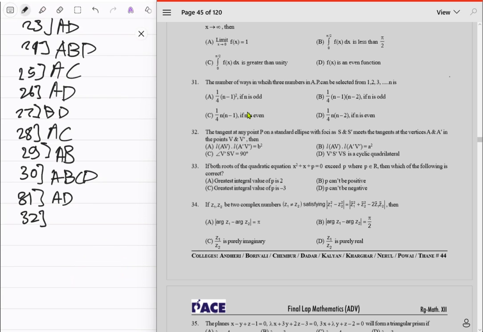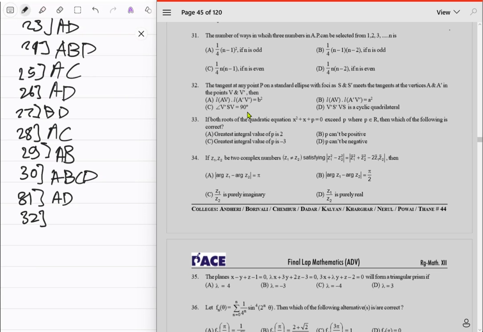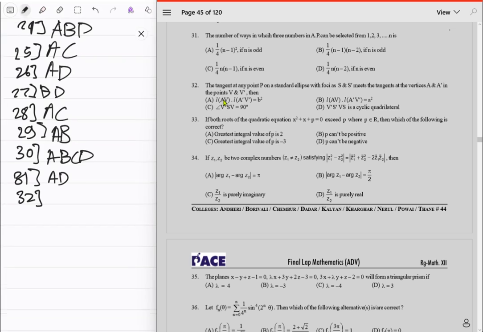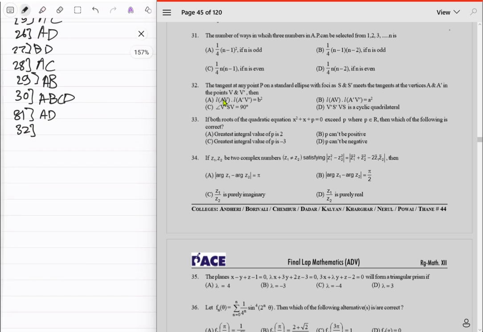पूरा थोड़ी ना प्रूव करते बैठूंगा मैं. Okay, next. Tangent at any point P on the standard ellipse with foci S and S dash, and they meet the tangents at the vertices A and A dash at points B and B dash. ये देखा सा भी लग रहा है मुझे, right? I think I've seen this somewhere.